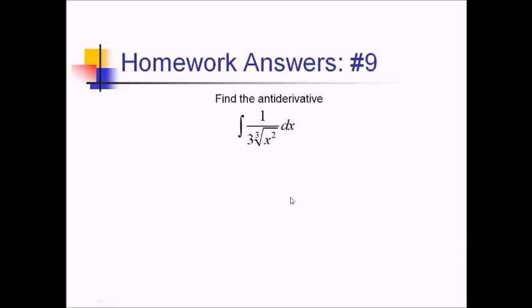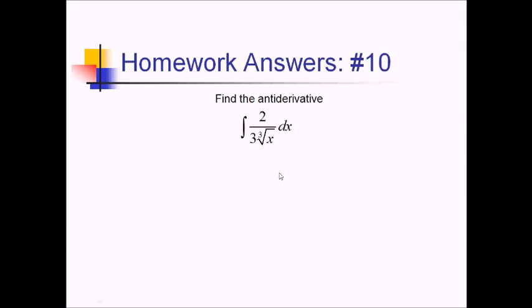For number 9, I'm trying to find the antiderivative of this crazy reciprocal radical function. To make my life a little easier, I'm going to rewrite this with an exponent. So this is really 1/3 times x to the negative 2 over 3. Now if I bump that exponent up, that's going to become a positive 1/3. If I divide by positive 1/3, well, 1/3 over itself just goes away. So then we just have x to the 1/3 plus c.